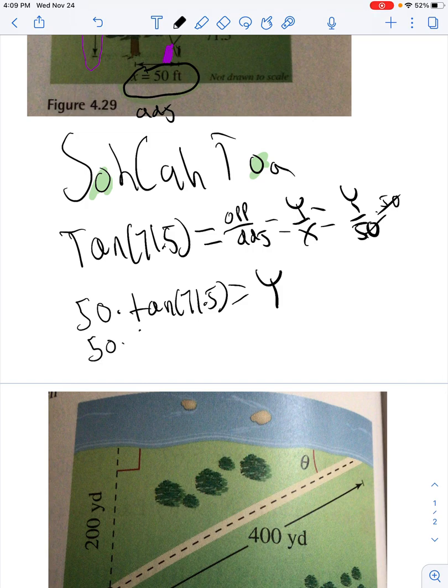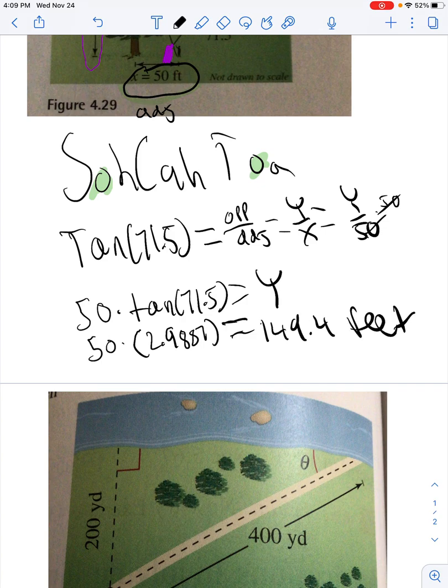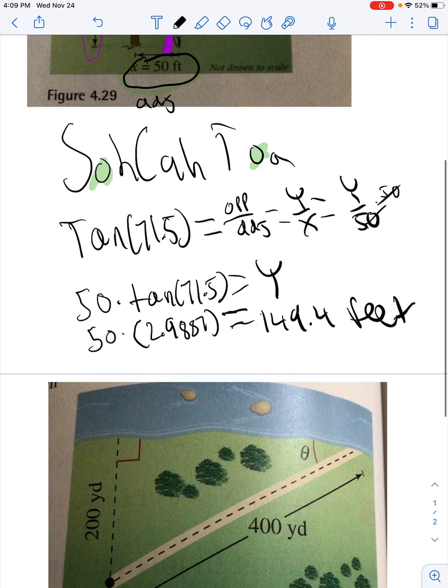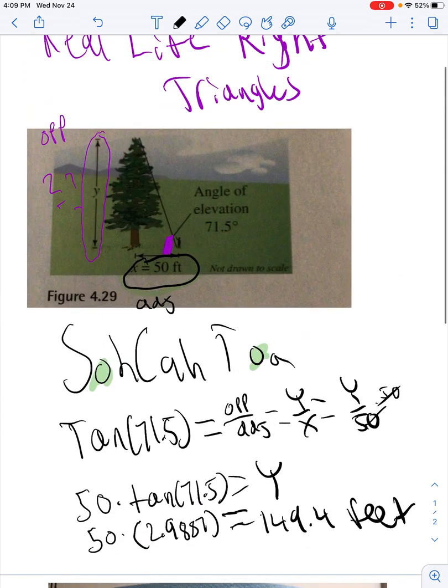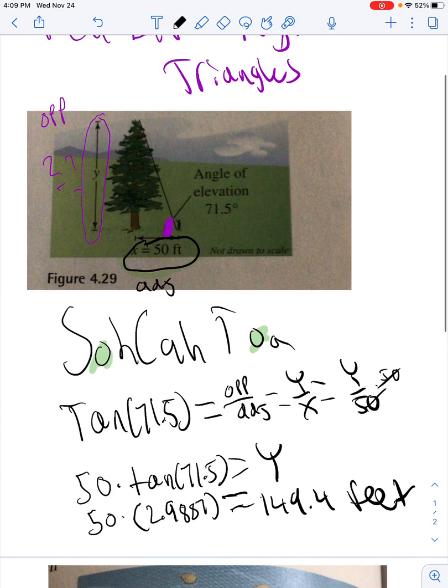Tangent 71.5 is about 2.9887. And when you get this, you're going to get approximately 149.4 feet. So again, that tree is almost 150 feet tall.